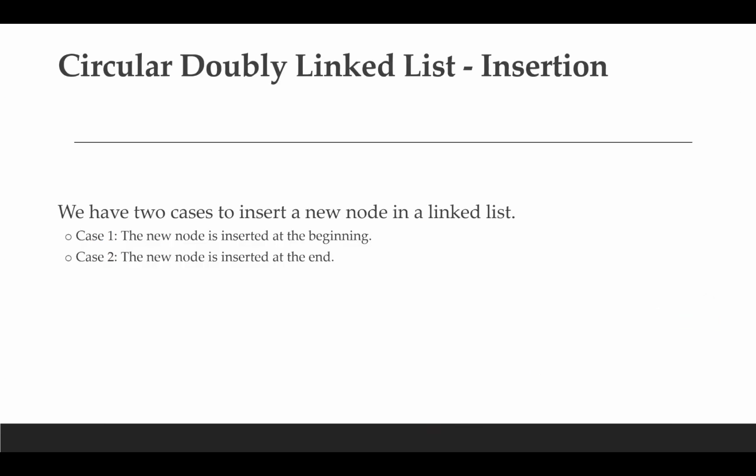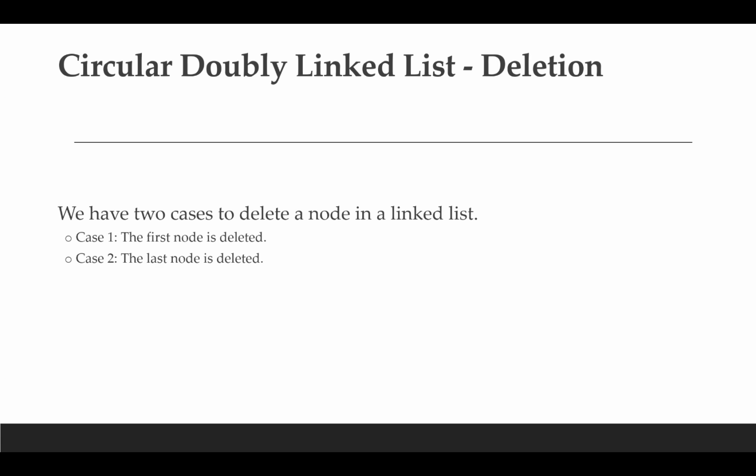Next we are going to see about the operations. Here we are going to see two operations: insertion and deletion. In insertion we are going to see two cases: inserting the node at the beginning and inserting the node at the end. In deletion we are going to see two cases: deleting the first node and deleting the last node. So this is just an introduction about the circular doubly linked list, and we have seen what the different operations are.